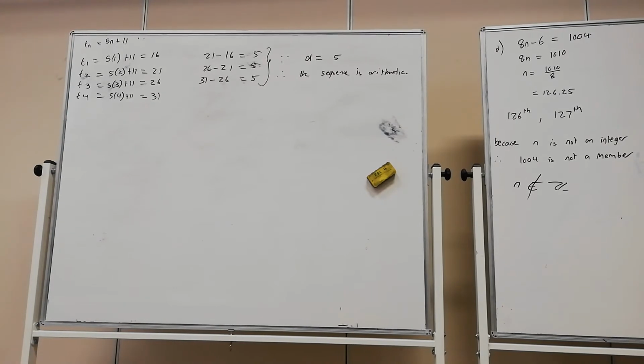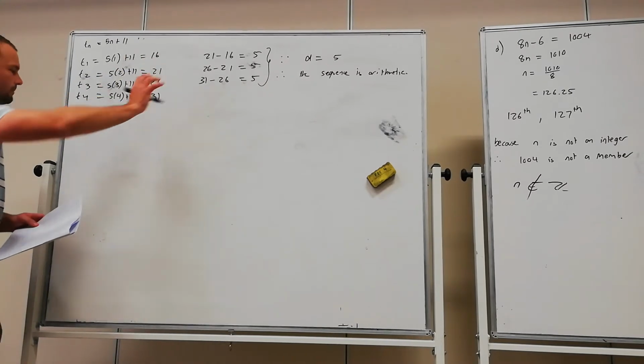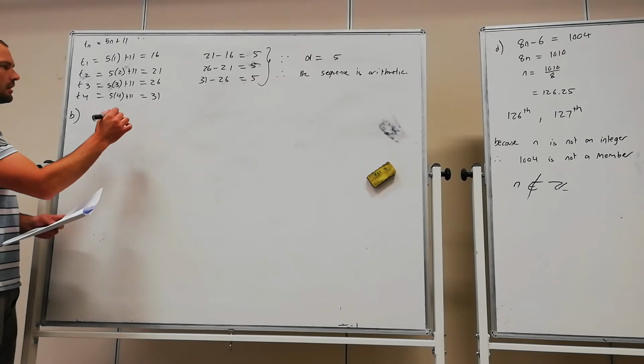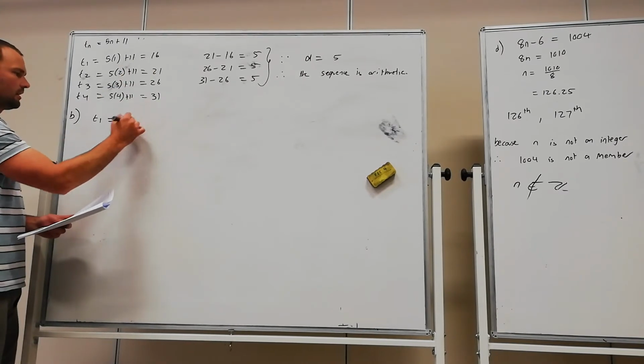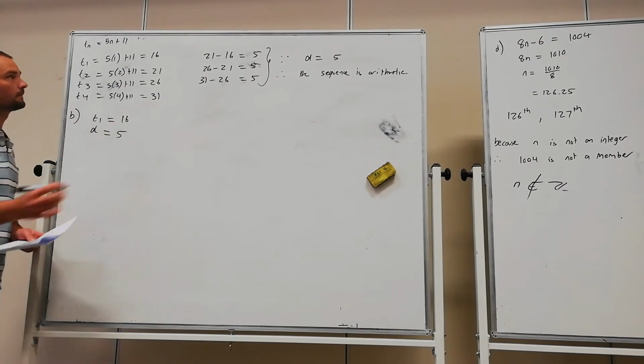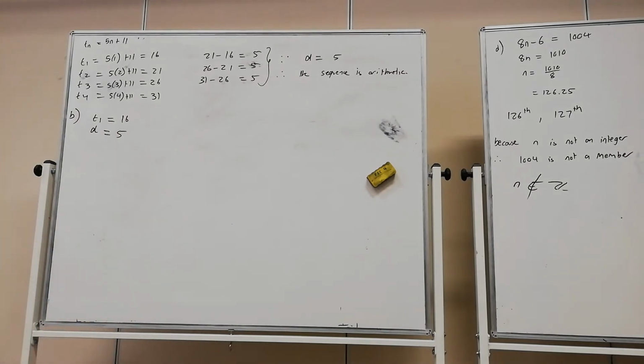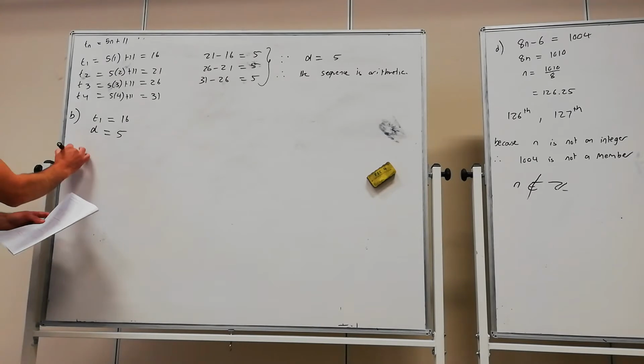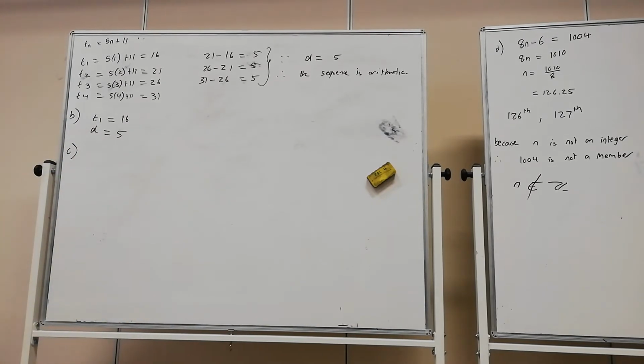Find T1 and D. All right, so we've already stated them here, but let's just state them for part B. T1 is 16 and D is 5. Now, what is the largest term of the sequence that is less than 500? Okay, so part B probably should say, rather than just finding T1 and D, find the general term, but we'll do that in part C. So what is the largest term of the sequence that's less than 500?